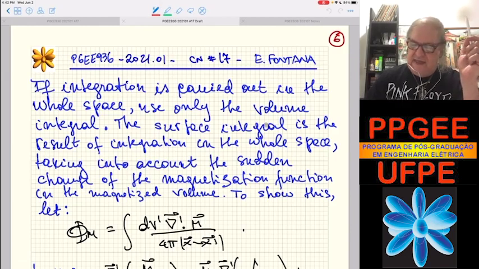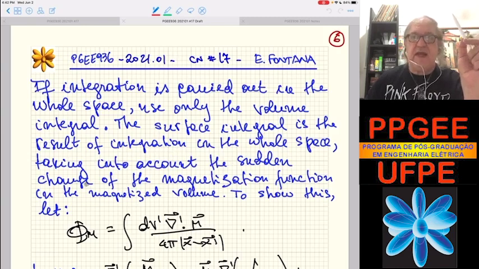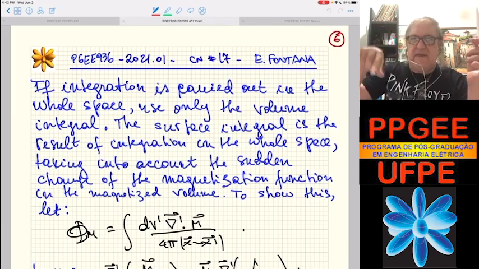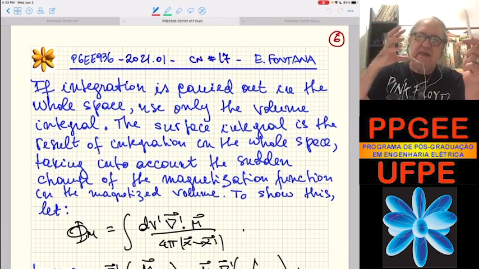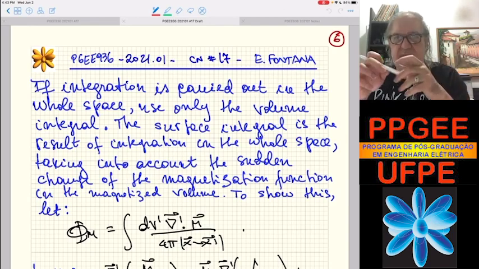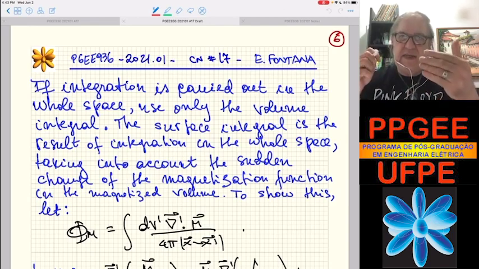So the surface integral is the result of integration in the whole space. It's the same result. Take into account the sudden change of the magnetization function on the boundary. Right? So I have a sudden change. Magnetization suddenly goes to 0. This derivative is taken into account in the divergence of m, which is the magnetic charge density. That's what originates the surface term.